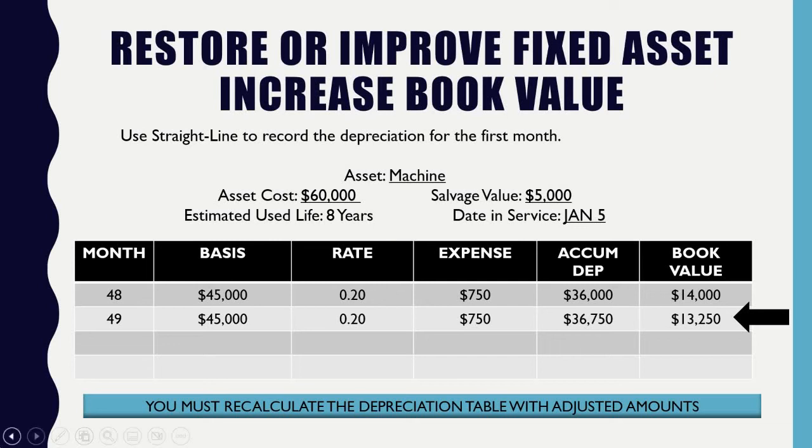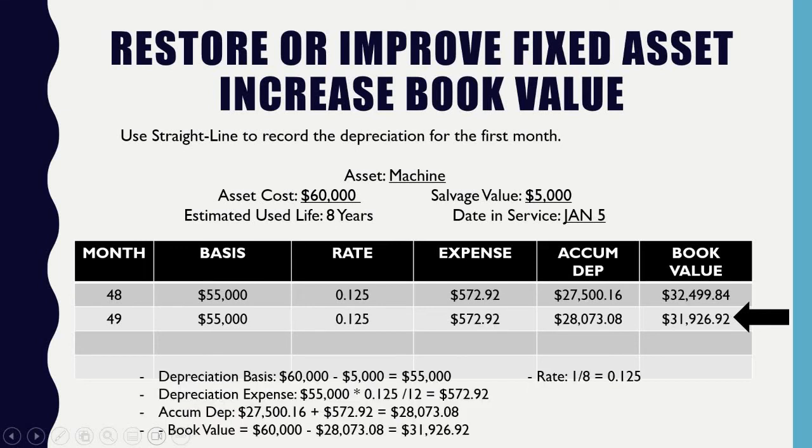So that's exactly what you have to do. You're going to have to unfortunately go back through everything because now your book value is not 13,250 anymore. So you're going to actually have to recalculate everything manually using the new values, right? So in this case, I'm at 60,000 with my asset cost, right? Asset cost minus the salvage value is now going to give me a basis of 55,000 now, right?